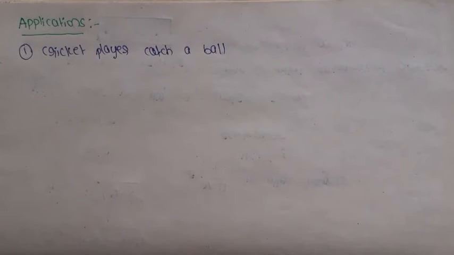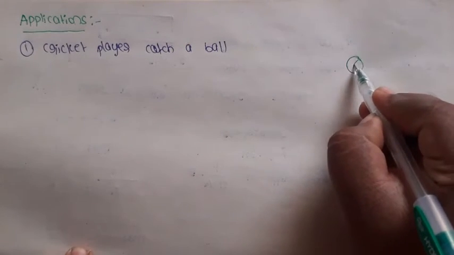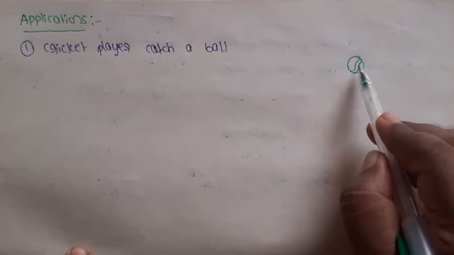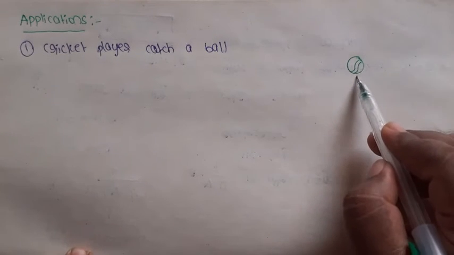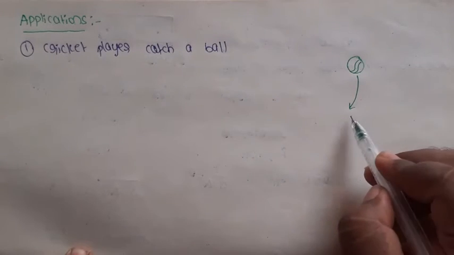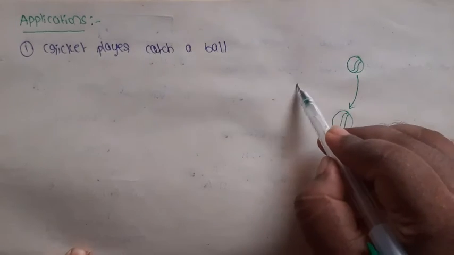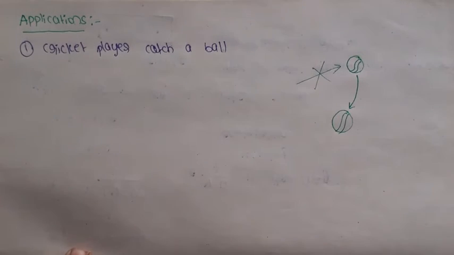So many people are interested to watch cricket. While cricket players are catching a ball, a player does not catch the ball directly. He drags his hands lower, and only then will he catch that ball.